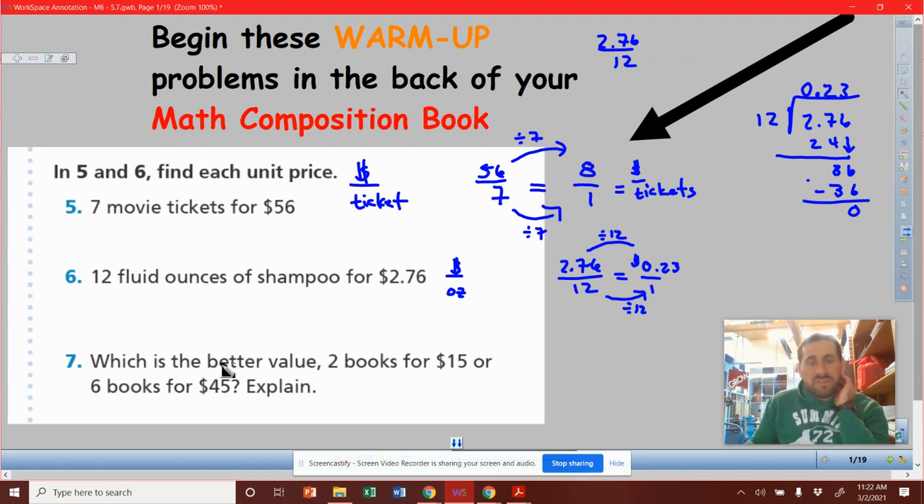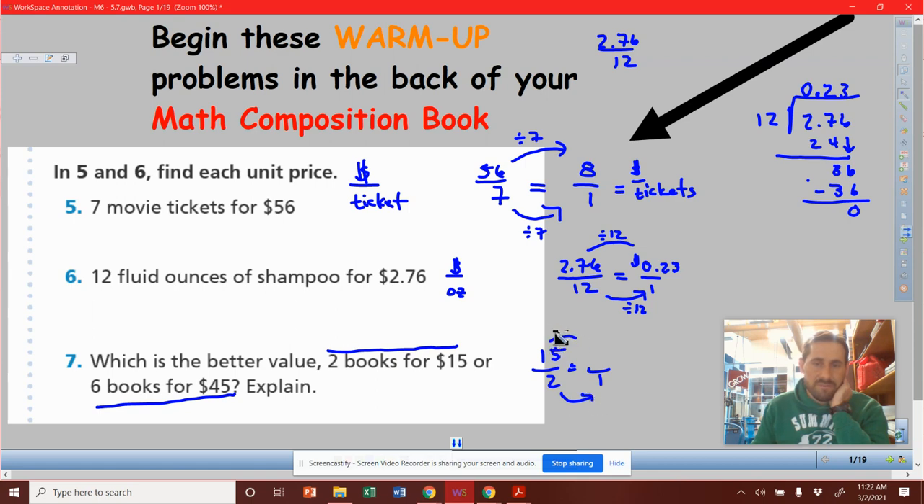Okay. Here, which is a better value? We've got 2 books for $15 or 6 books for $45. We actually have to find the unit rate of each of these to be able to get the answer. So we're going to take 15 divided by 2, turn that into a unit rate. What we did to 2 to get to 1 is divide by 2, so we're going to take 15 and divide by 2. You're going to get 7.5. So this is $7.50. That's what the 7.5 is for every 1 book.